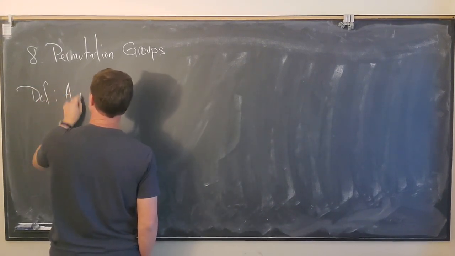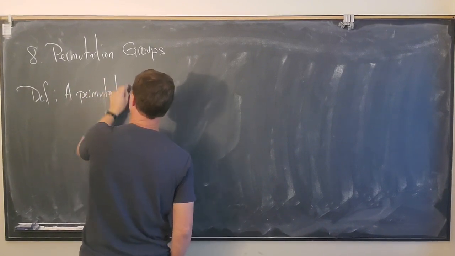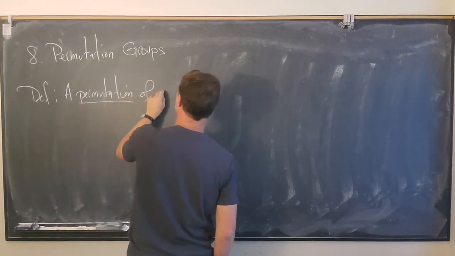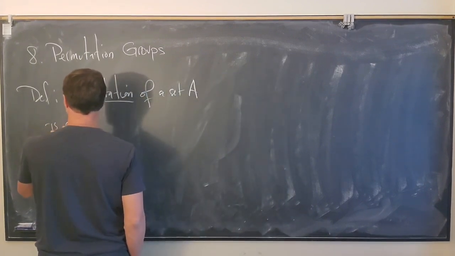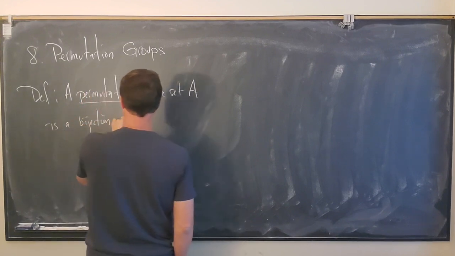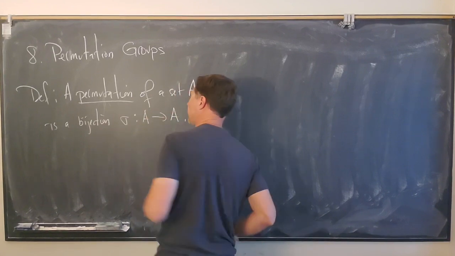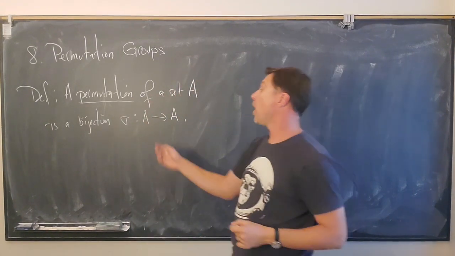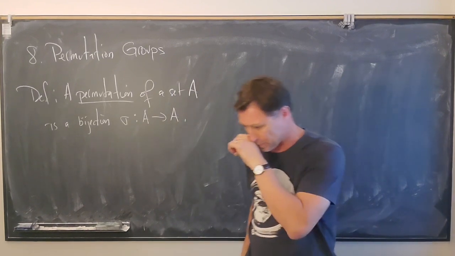So a permutation of a set capital A is a bijection, say sigma, from capital A to capital A. So any function that is one-to-one and onto from A to A, we call that a permutation.